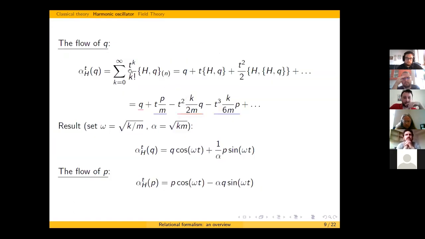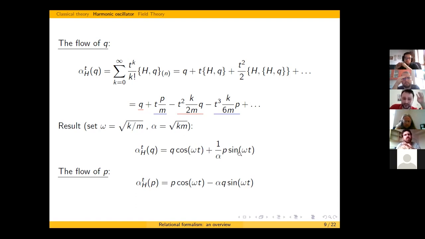So the flow is given by this. We have infinite terms, but we can rearrange them, namely, for example, take only these two terms with the red underlines, involving only Q. And if we set just these two constants here, just for simplicity, this is well known. These two are the first two terms of the cosine here. And the other with the blue line are just the first two terms of this sine. And this is an exact solution.